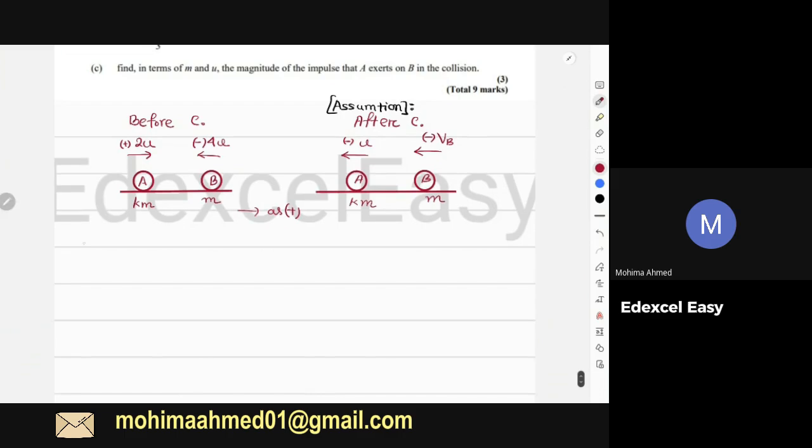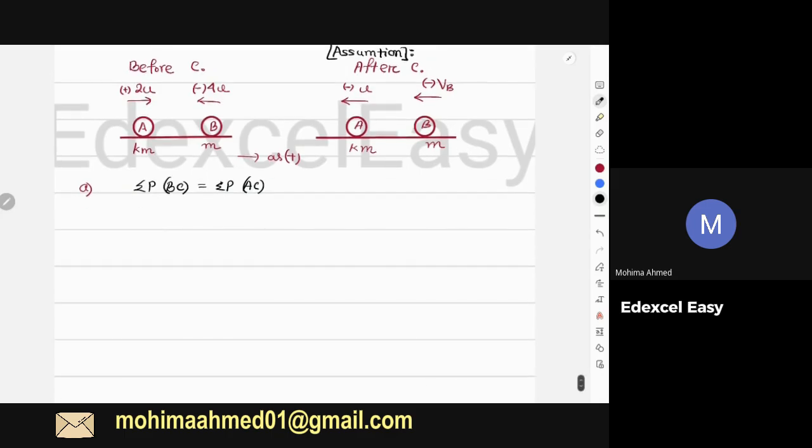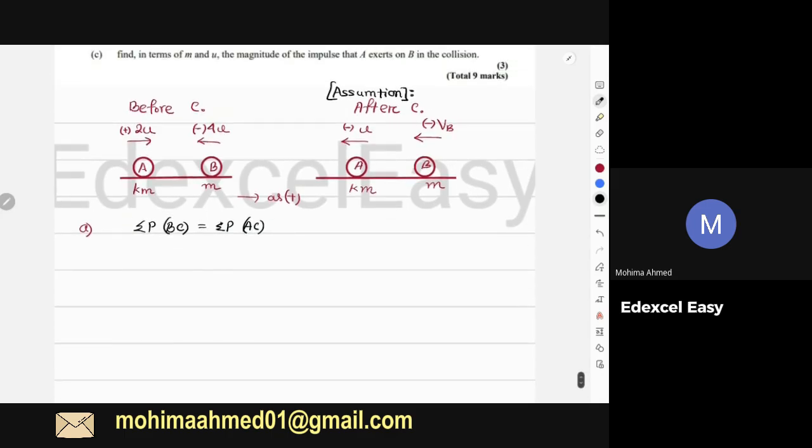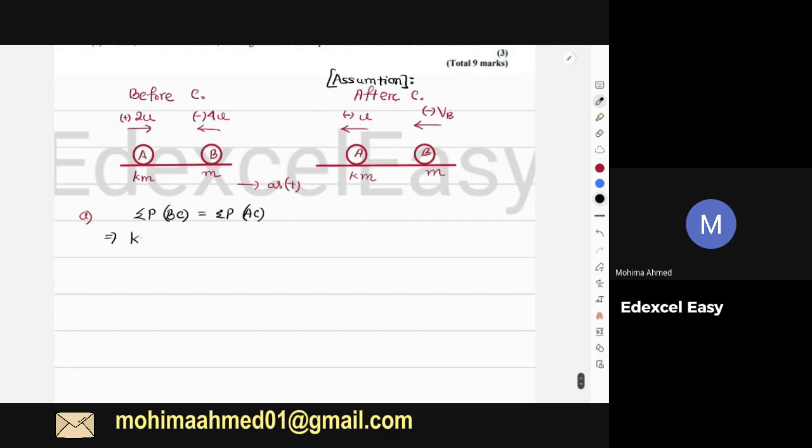Let's start solving part A first. We're going to use the basic equation, total momentum before collision equals total momentum after collision. So we write km times positive 2u. It was supposed to be plus, but it will get a minus over here. So you have m times 4u, and then it will be minus kmu, minus mvB.